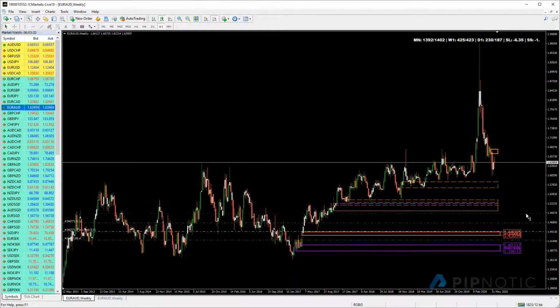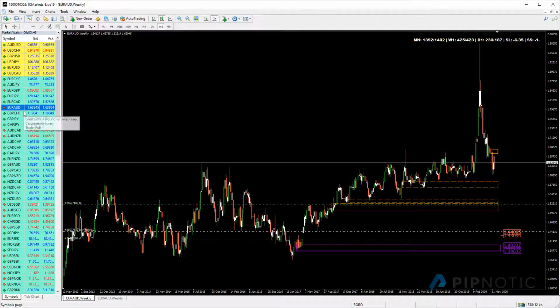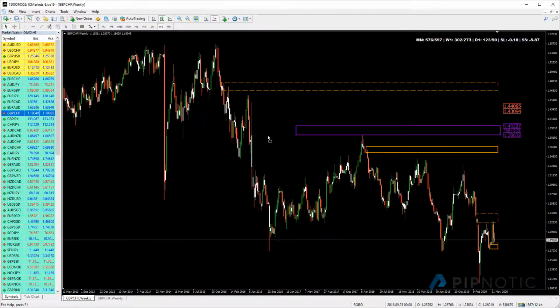1, 2, 3 times the size, and then we'll have to wait and see what the opposing side of the market looks like once this position gets filled. So we'll leave that how it is, and we'll move on to the pound Swiss franc.